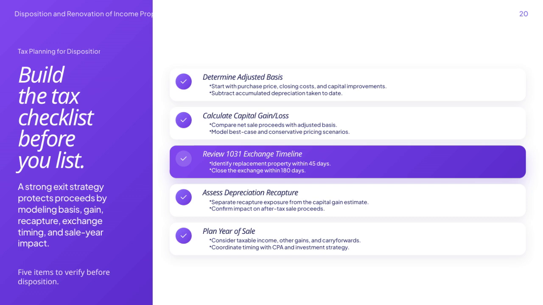Reviewing the 1031 exchange timeline is also critical if you're considering a like-kind exchange. You must identify a replacement property within 45 days of your sale and complete the exchange within 180 days. Assess depreciation recapture separately from your capital gain, as it can notably affect your after-tax proceeds. Lastly, planning the year of sale with awareness of your taxable income, other gains, and carry forward is essential. Work closely with your CPA and align this timing with your broader investment strategy to optimize tax benefits. All these steps together ensure a smooth, tax-savvy disposition of income properties.